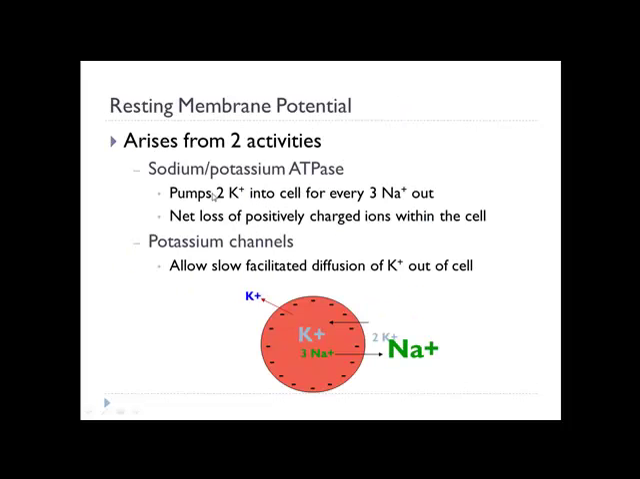So, like we said, 2 potassiums go into the cell, 3 sodiums go out. So that's going to cause a difference in charge. The outside of the cell will be more positive than the inside of the cell, or the inside of the cell will be more negative than the outside of the cell.